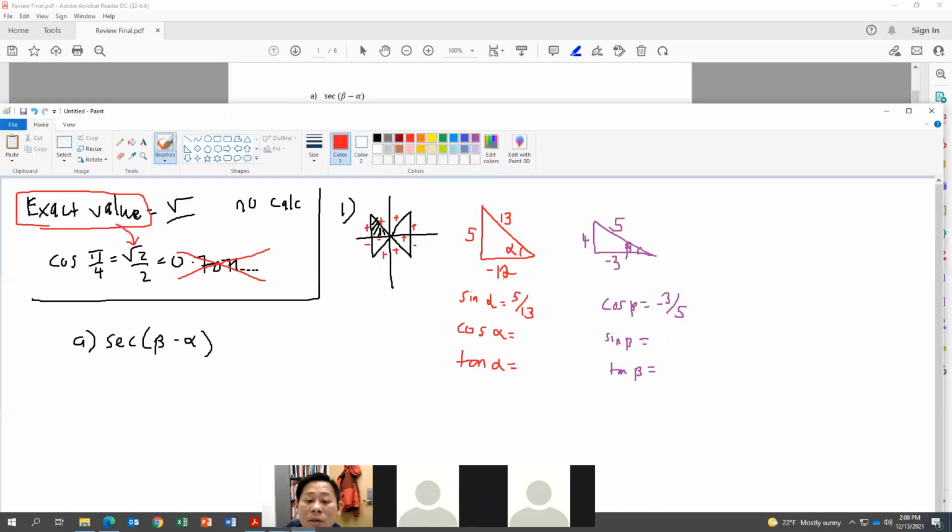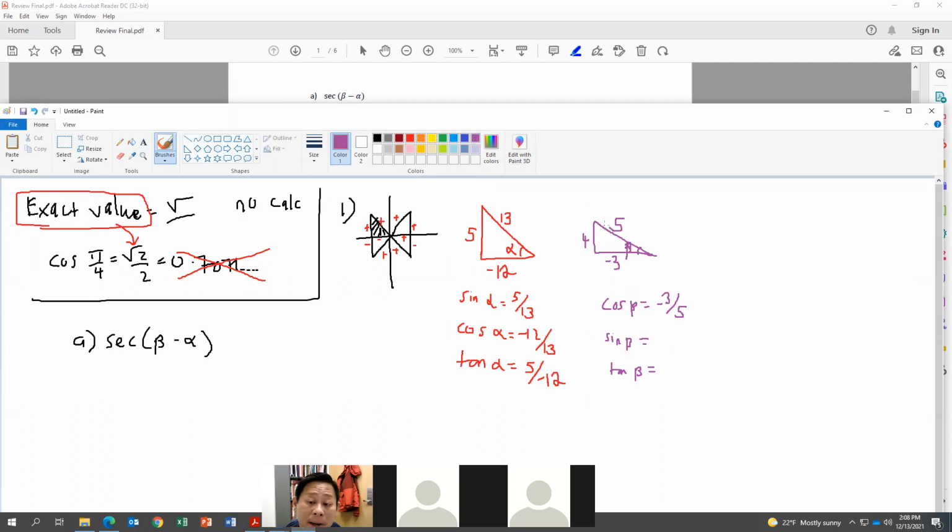Anyone? What is cosine alpha based on these triangles? -12 and 13. So it's -12/13, adjacent over hypotenuse. And what is your tangent in this case? 5/12. So it'll be 5 over -12. So make sure you guys know that in quadrant 2, only sine is positive. The rest is negative. Okay.